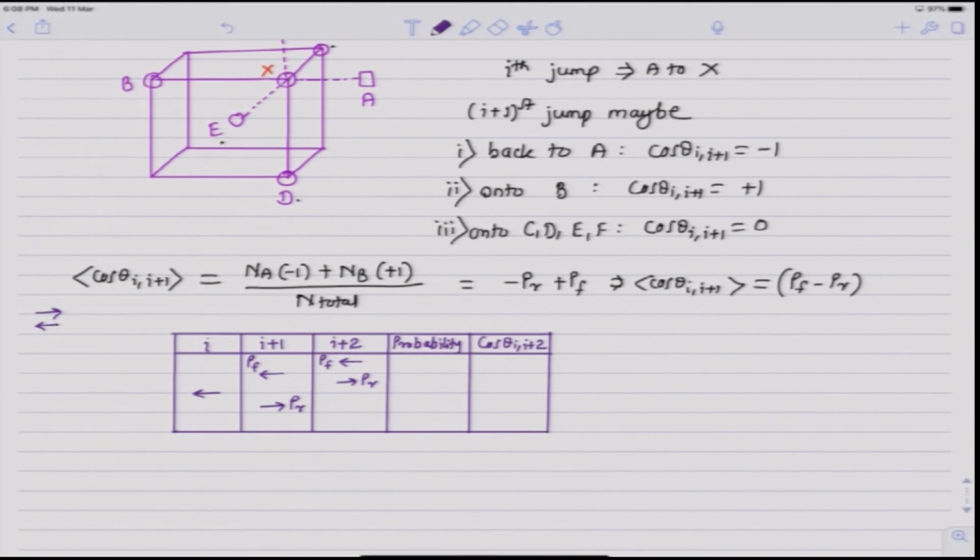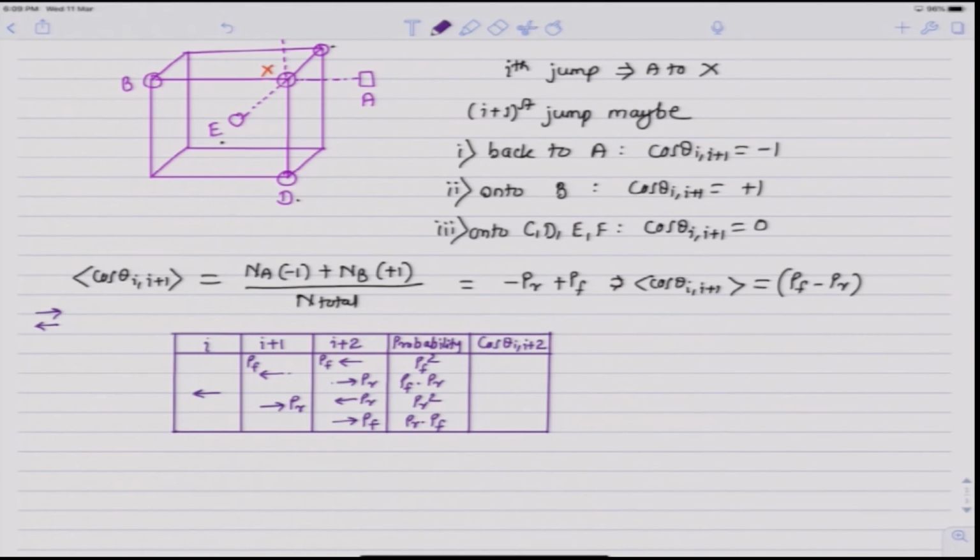For the other possibility of the I plus first jump, the I plus second jump, if it was from right to left, the probability would be PR because it is a reverse jump with respect to the previous jump, and if it is from left to right, the probability would be PF. So, if we write the probabilities for the first sequence, it will be PF times PF, which is PF square. For the second sequence it would be PF times PR. The third sequence would be PR square. The fourth sequence would be PR times PF.